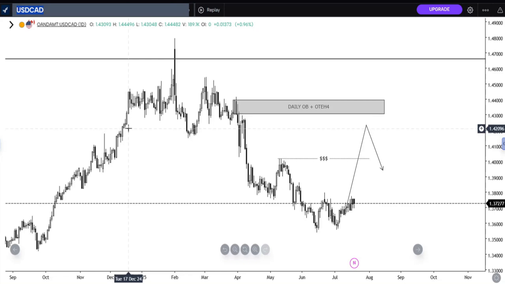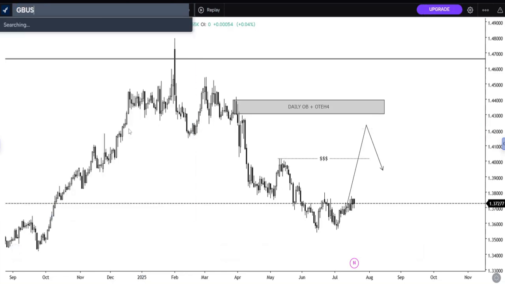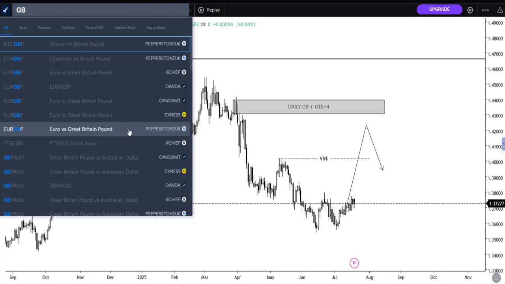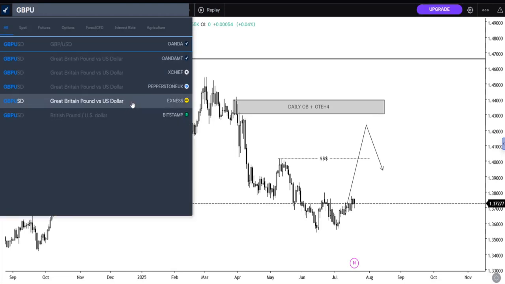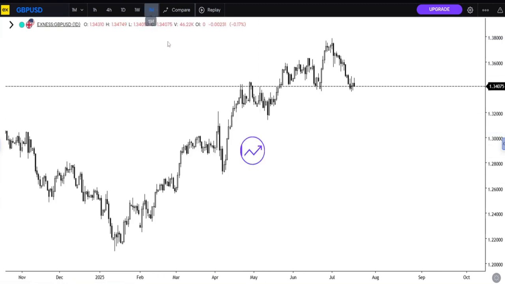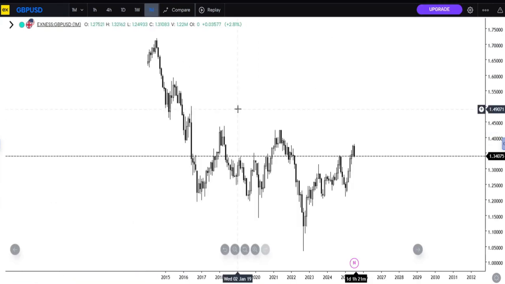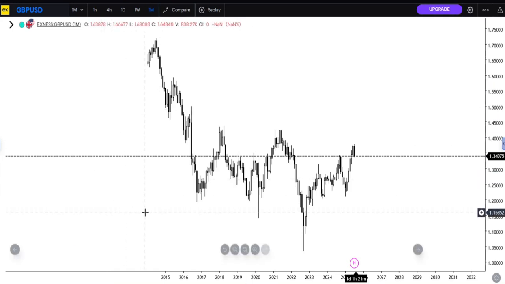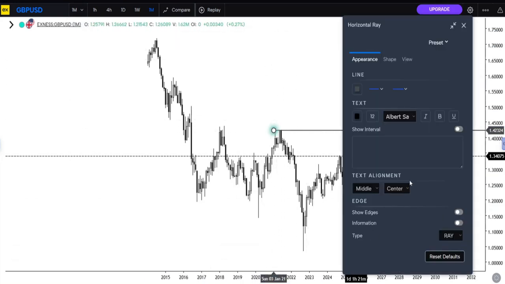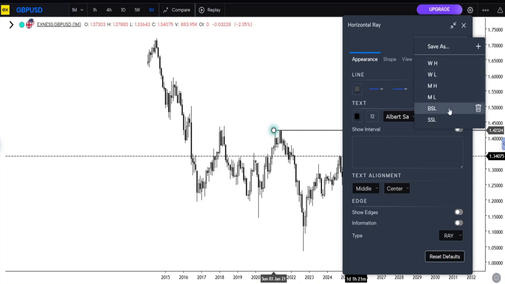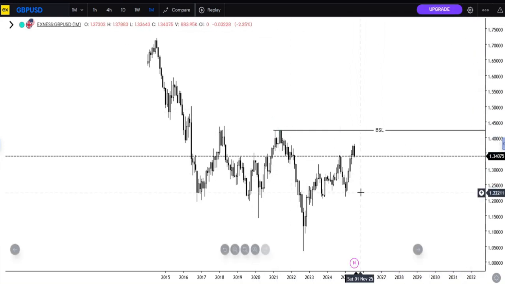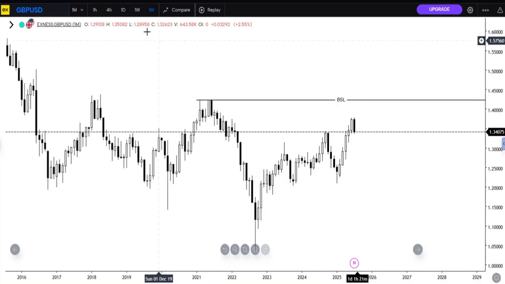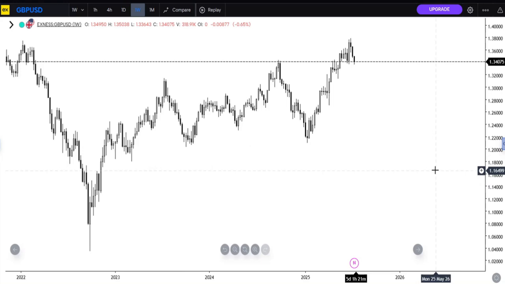Next currency pair. What's the next currency pair? Let's use GBP USD. On DXY we saw a buy setup, so on GBP USD you have to see a sell setup. Okay. Let's buy side liquidity here. The weekly, let's use the weekly.